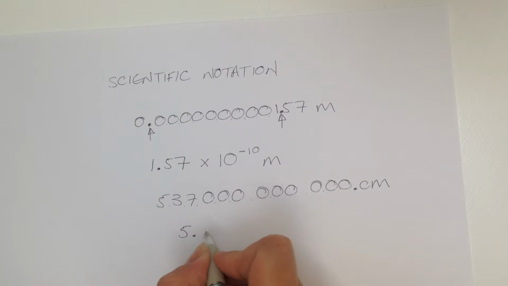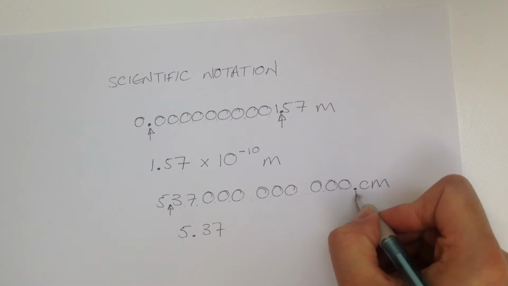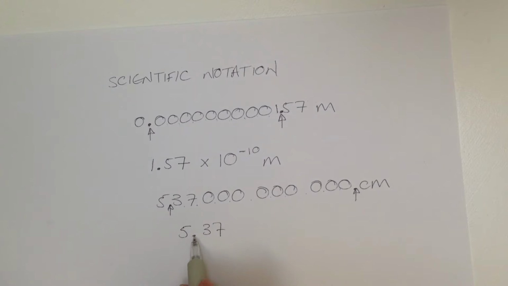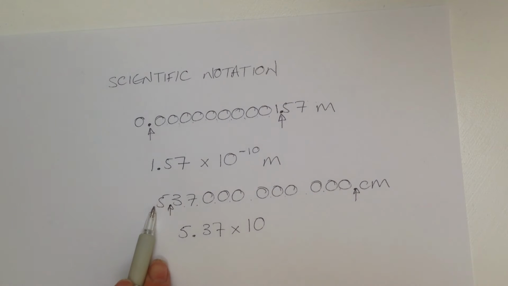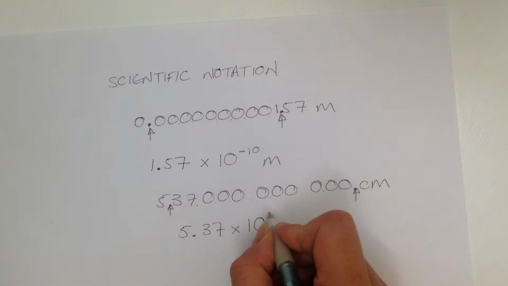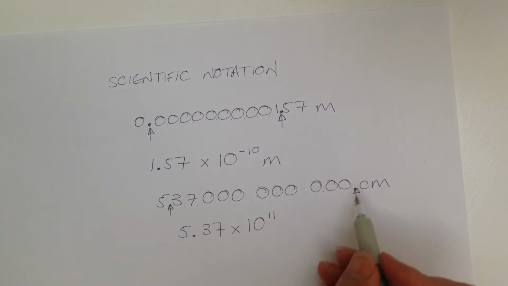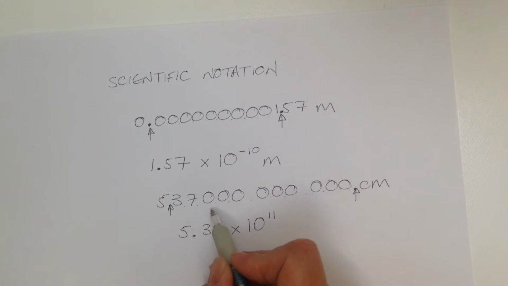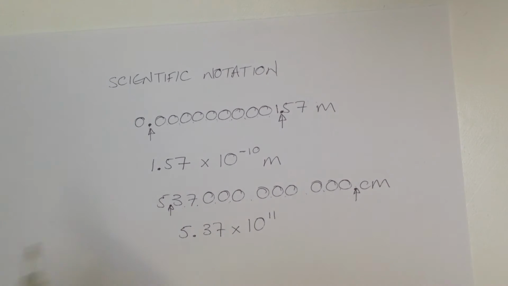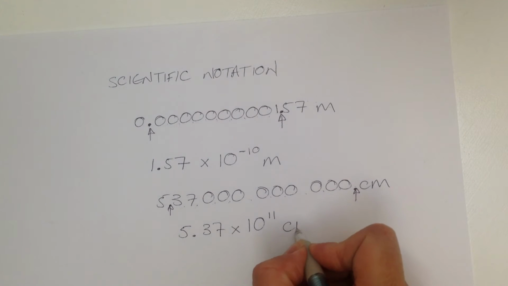So 5.37 gives me a number. We started off here, we ended off here. It gives me a number where the first digit is between 1 and 9. And then we write times 10. This time, to get this number from 5.37, we would need to multiply it by 10 11 times. I know it's 11 times because I counted 11 spaces. That's how many spaces I moved the decimal point. So this number in scientific notation is 5.37 times 10 to the 11.